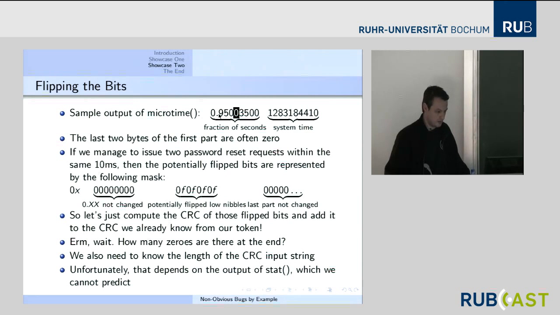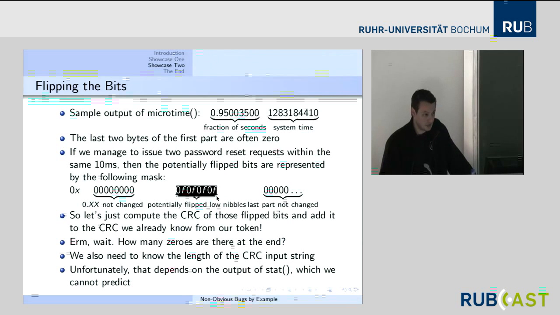First of all, some values remain constant. Oh, sorry, that's my mistake. Within the same 10 milliseconds, those would be the values that could actually change. So the bit mask that we get is a number of zeros for the first bytes because they are not going to change. Then this one here, because in the numerical values that change, only the lower nibbles can change. And then some zeros again, because the rest is constant.